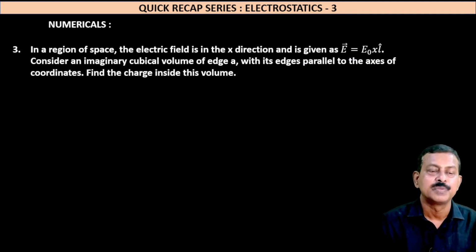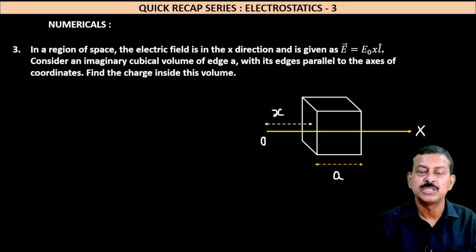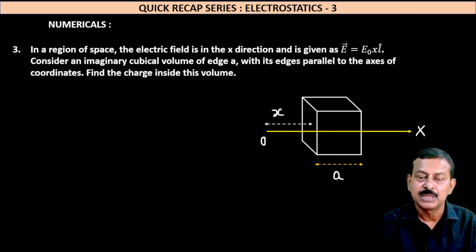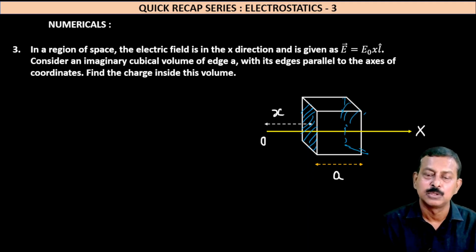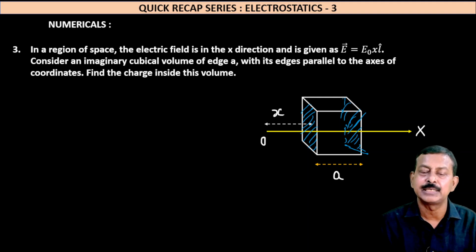In a region of space, the electric field is in the x direction and it is given as E equals E naught x i cap. Consider an imaginary cubical volume of edge a with its edges parallel to the axis of coordinates. Find the charge inside this volume. So here, suppose this is the cube. We assume that its one plane, say this one, is at a distance x. Obviously, the other plane, this particular plane, is at a distance x plus a. Electric field on the first surface and second surface will be different because it depends upon the distance.